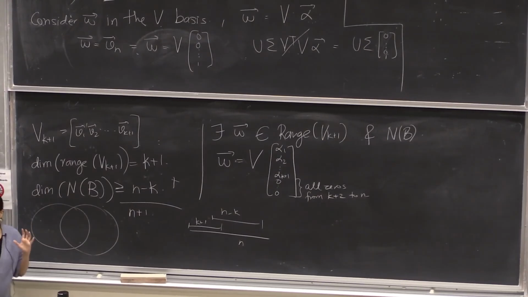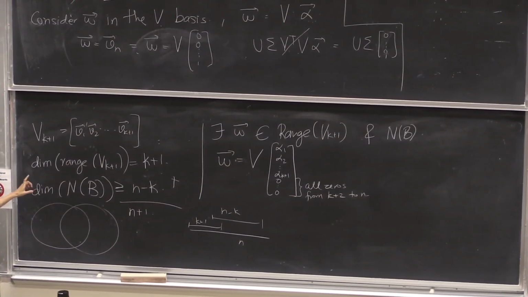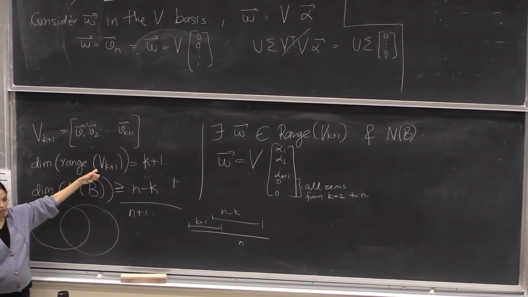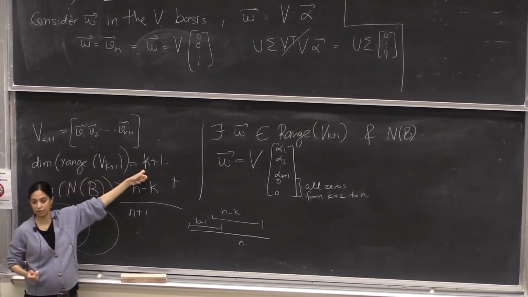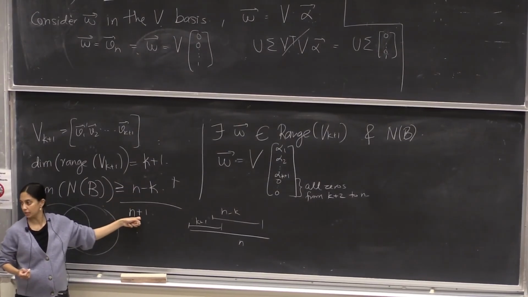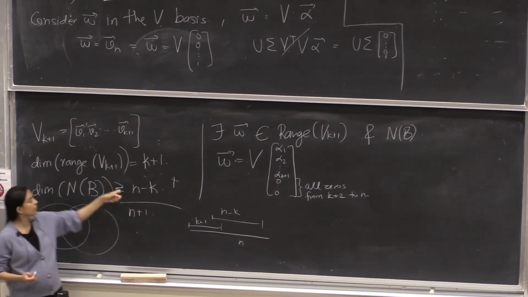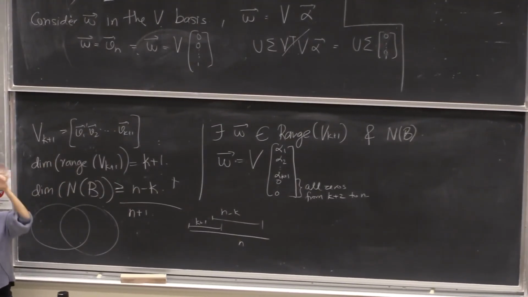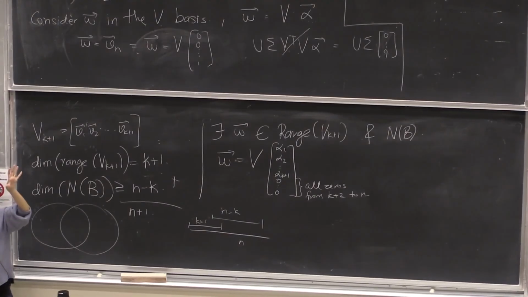So it would have been nice if we could have just chosen W to be in the span of Vk plus 1, for example. But then the dimension of the range of just little Vk plus 1 would have been 1. And then 1 plus n minus k is not bigger than n. Right? Do you see why we have to consider this entire range and not just the range of one of the singular vectors of A? This is the key point, right?